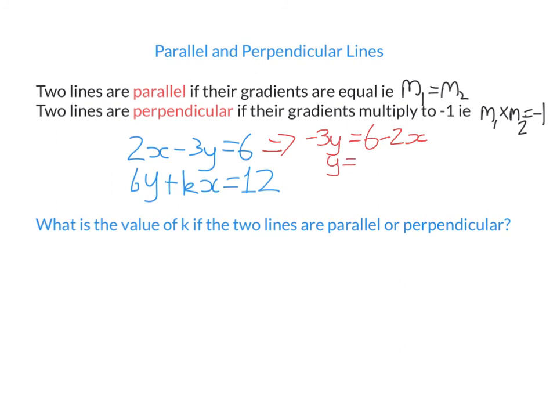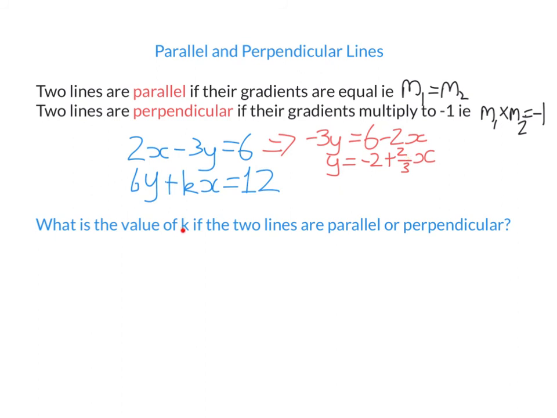So I've got to divide everything by minus 3. 6 divided by minus 3, and then minus 2x divided by minus 3. So the gradient of this line here is actually 2/3. I can read off the gradient now. It's in the form y equals mx plus b. Gradient is just the number in front of x.